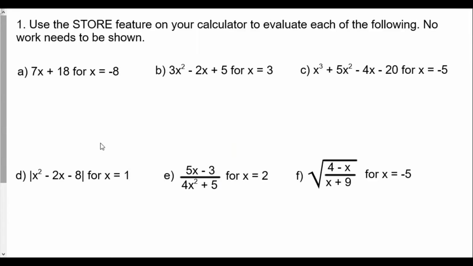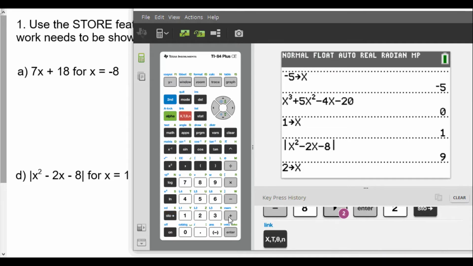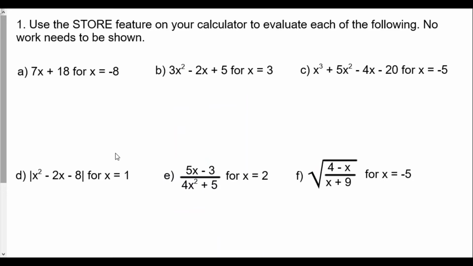For letter E, 5, we'll store x equals 2. To store into x, enter. And now we're going to do the fraction. In this case, 5x minus 3 over 4x squared plus 5.